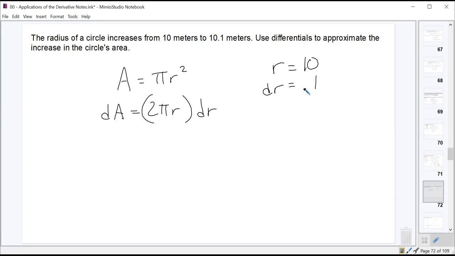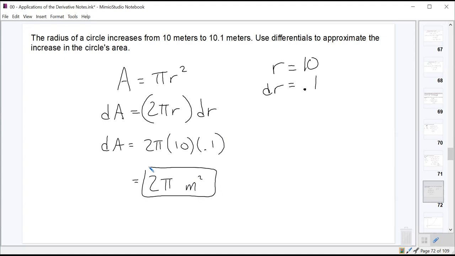So all we'd have to do is plug that into our result here of dA to find that the change in the area is 2 pi times 10 times 0.1. And 10 times 0.1 is just 1. So the change in the area of our circle is approximately 2 pi. And since this is a change in area and we were in meters, we'll call it 2 pi meters squared.